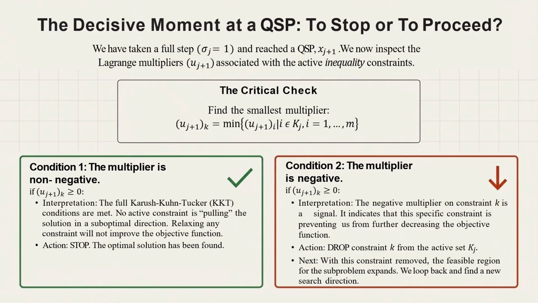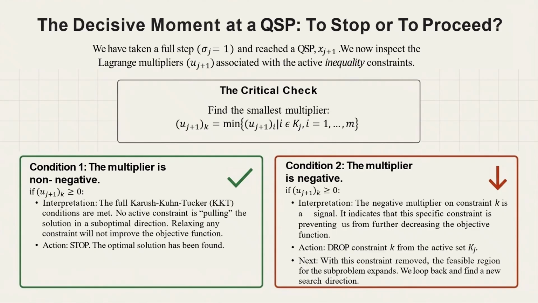In fact, relaxing any of these constraints will not improve the objective function and might even make it worse. Action. The algorithm successfully terminates here. We have found the global optimal solution. Condition 2. A negative multiplier exists, less than 0. Interpretation. If the smallest multiplier is negative, it serves as a vital signal for us.